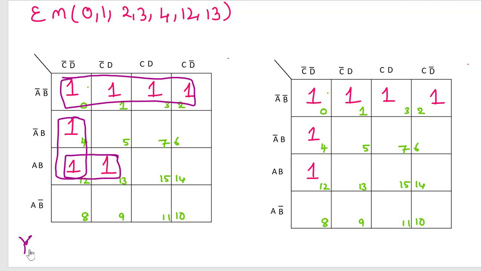If you write the output expression for this quad, you're going to have A bar B bar. For this pair, you're going to have B C bar D bar. And for this pair, you're going to have AB C bar. So this is one solution for this K-map. The same K-map can be arranged in a different pair formation.